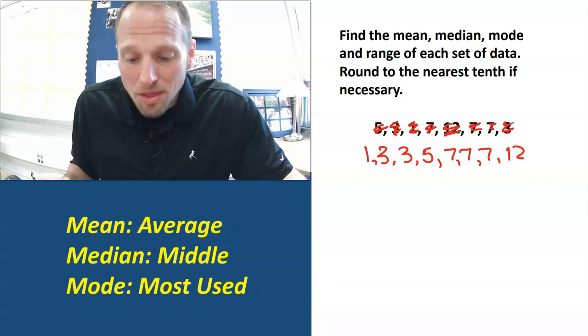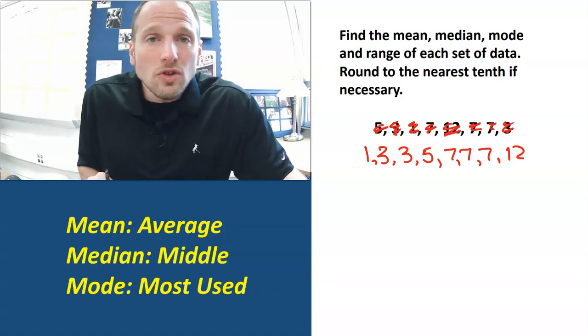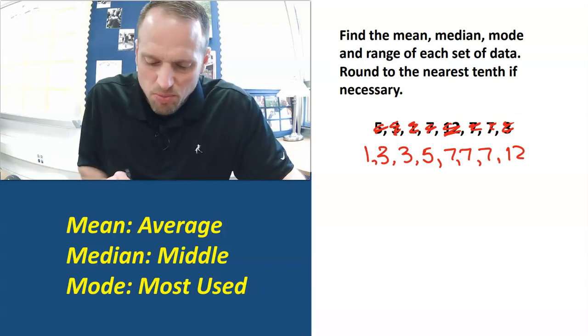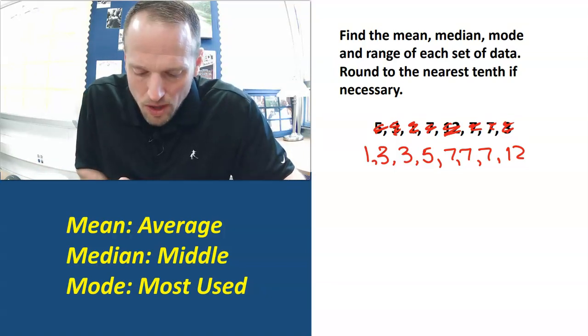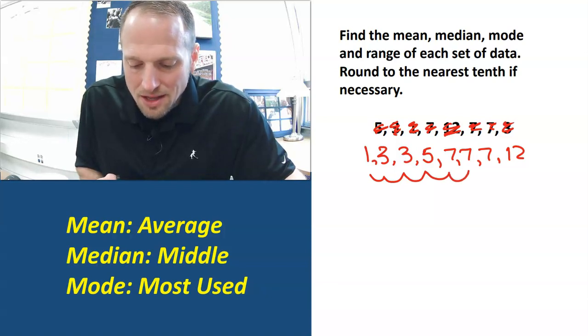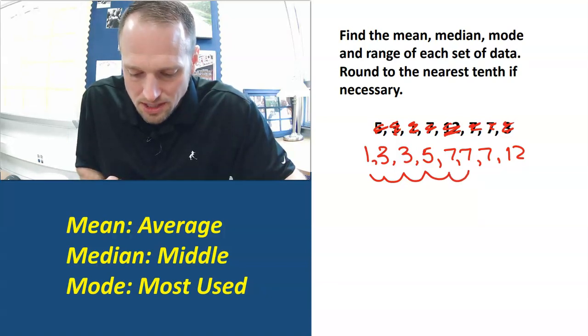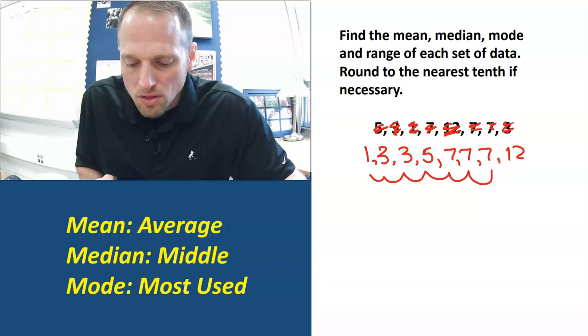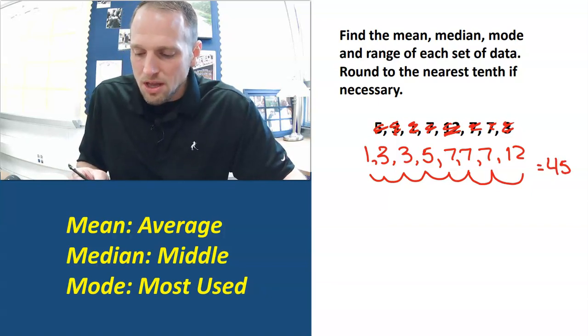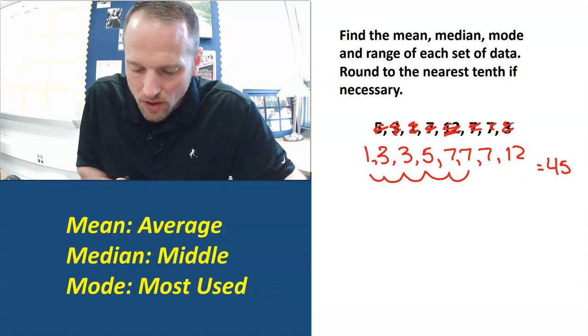Now let's find the mean. Well, all we have to do is add all of them together. So you can use your calculator, but I bet we could do this in our head also. 1 plus 3 is 4, plus 3 is 7. Plus 5 is 12, plus 7 is 19, and then we're going to have 26, and then we're going to have 33, and then we're going to have 45. So when we add all of those together, we're going to get a total of 45.